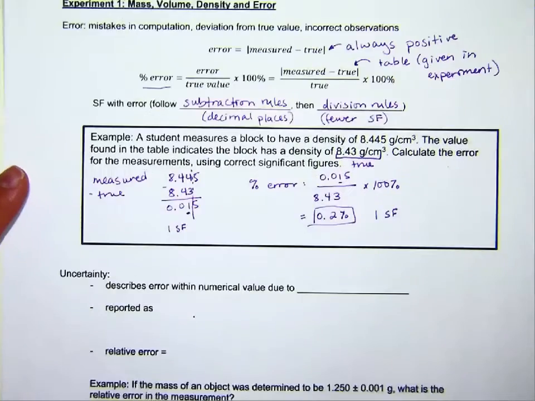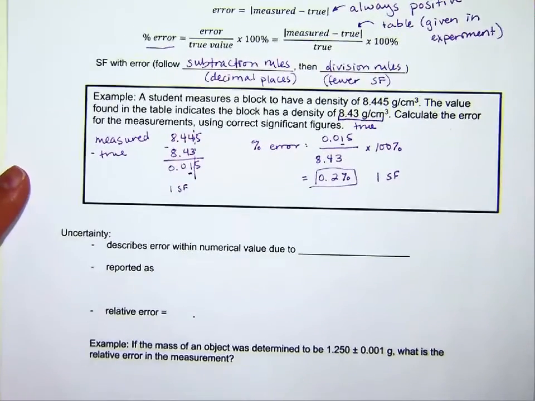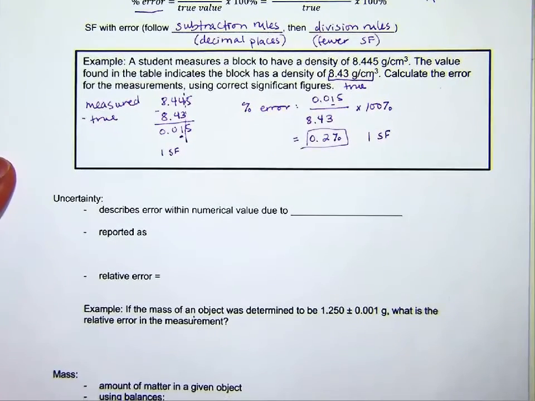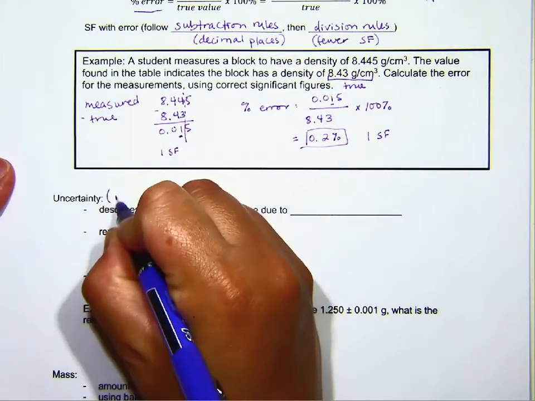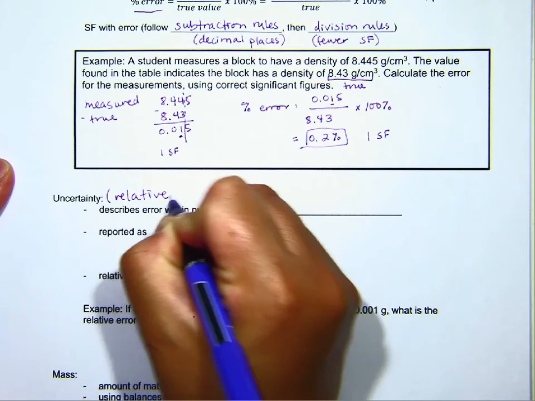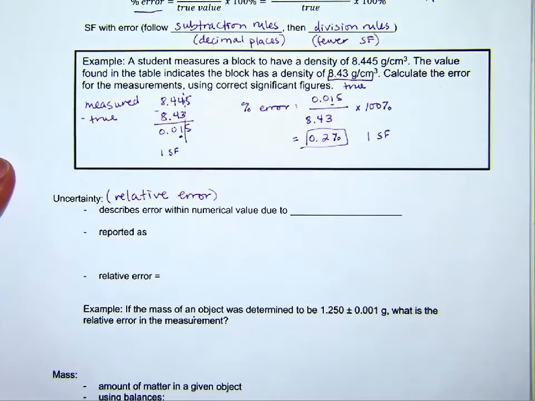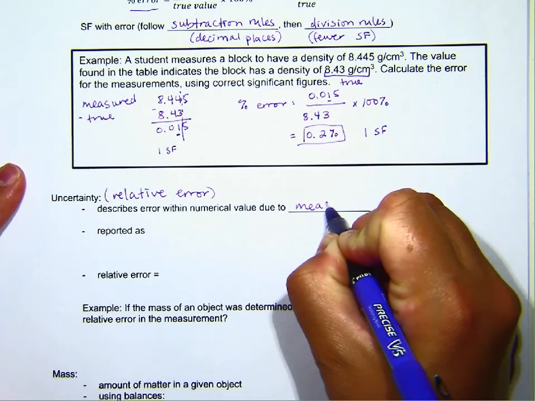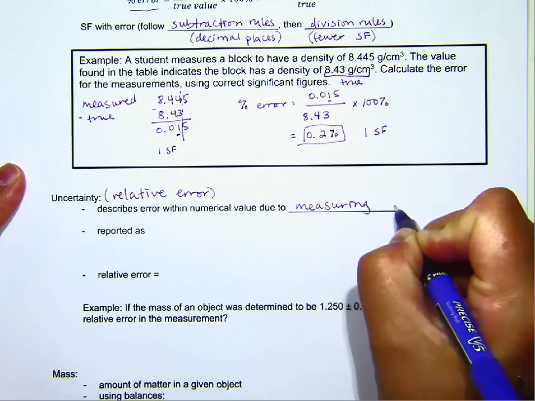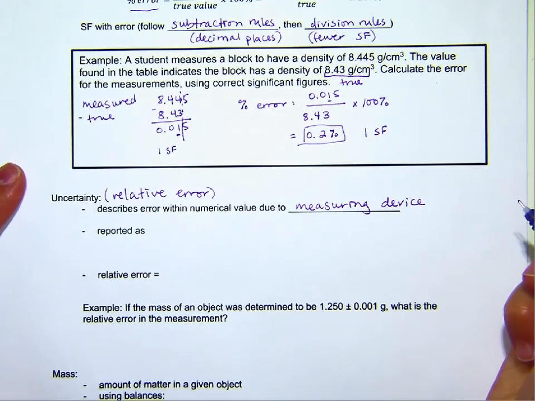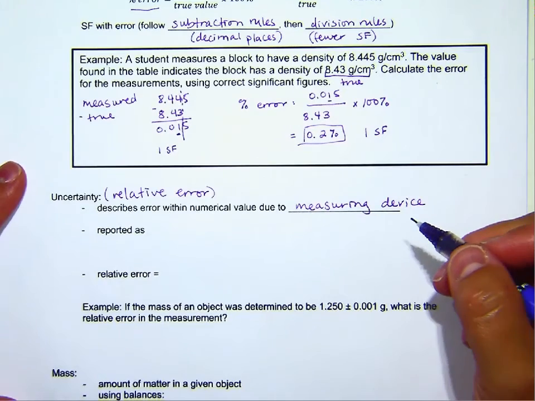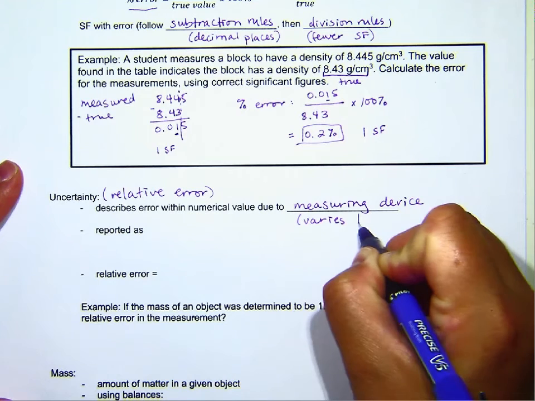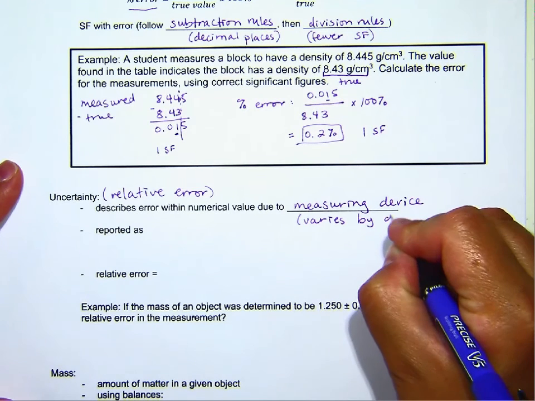Another way that we can think about error is error that's directly related to our measuring device, and that's called uncertainty or relative error. And this describes the error within a numerical value due to the measuring device. So depending on what you are measuring and what you are measuring with, you will have variations in your relative error.